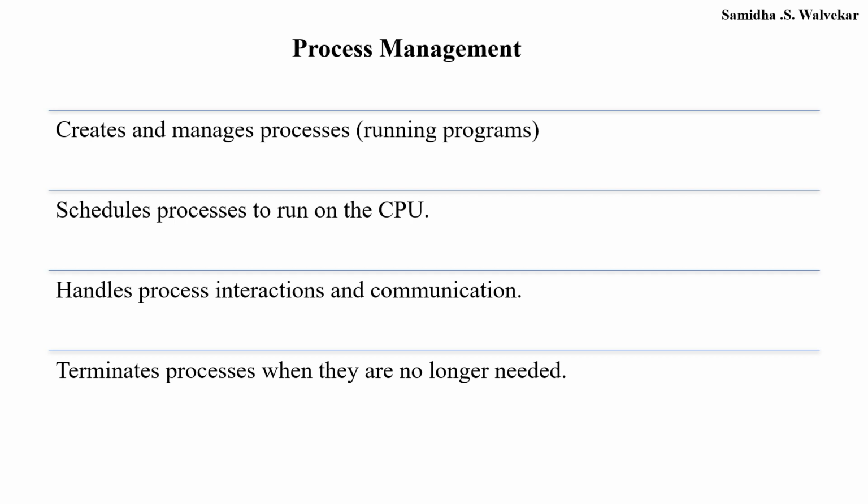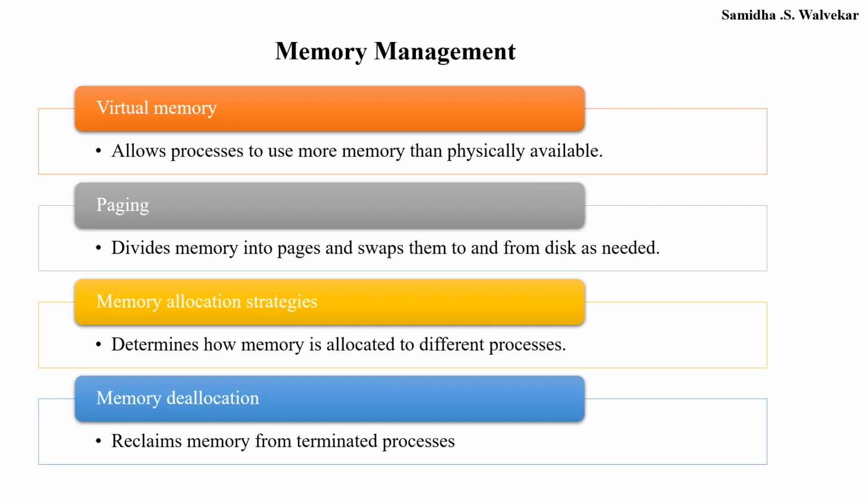Next function of operating system is process management. Process management means looking after the execution of multiple processes. Operating system handles process creation, scheduling, and communication. Operating system schedules the process based on the priority and also terminates when they are no longer required. Memory management involves allocating and deallocating memory space to different processes. Operating system ensures proper use of memory between the different processes.